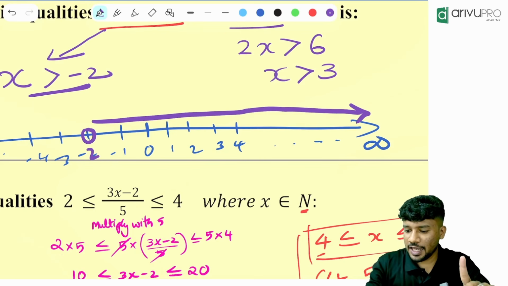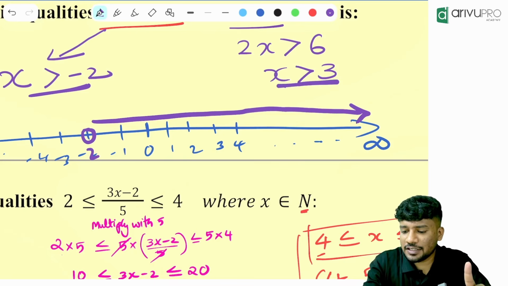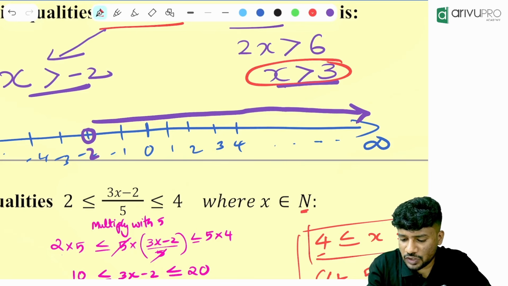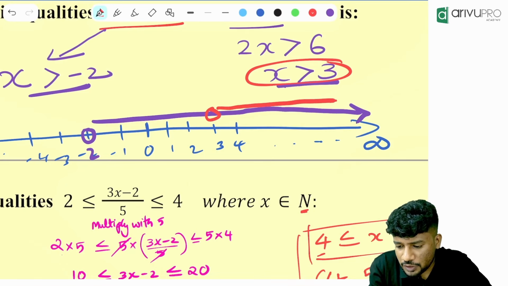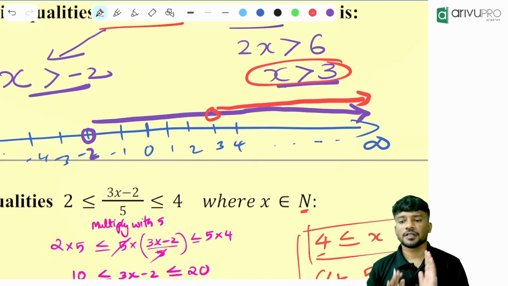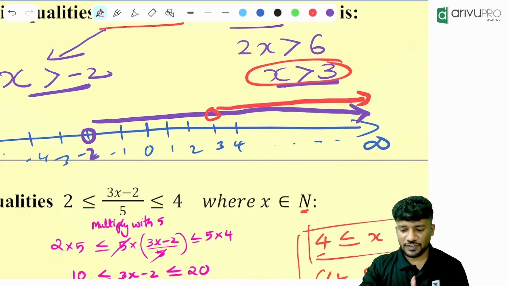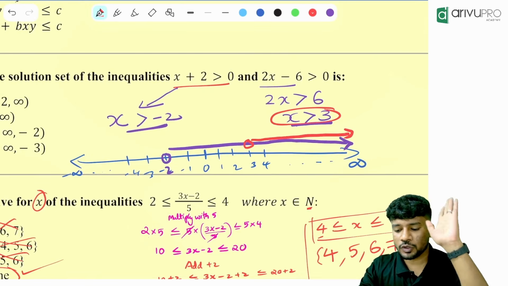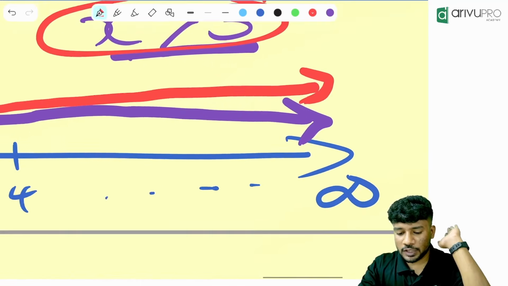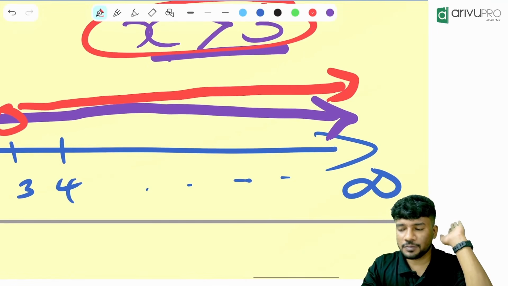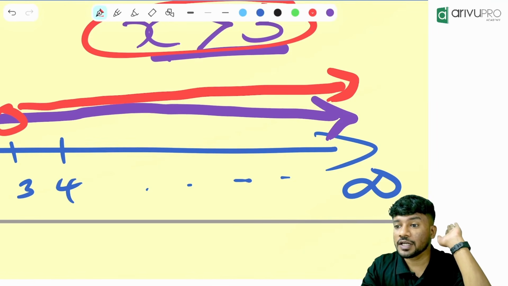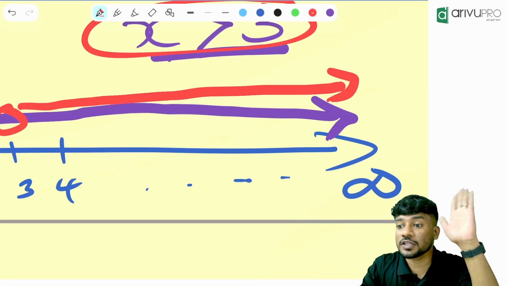Okay. Now, x is greater than 3. The second one, x greater than 3, is from which point? From this point. Is 3 included? 3 is not included. But from here to here. Okay. So, you tell me which values will satisfy both the inequalities. In which region are both the number lines there? From 3 to positive infinity, both are there.